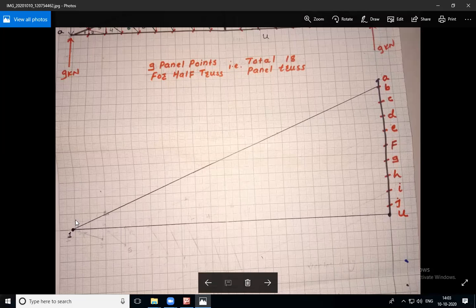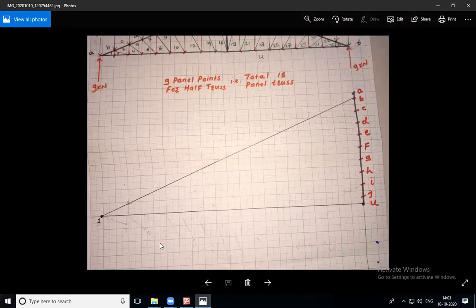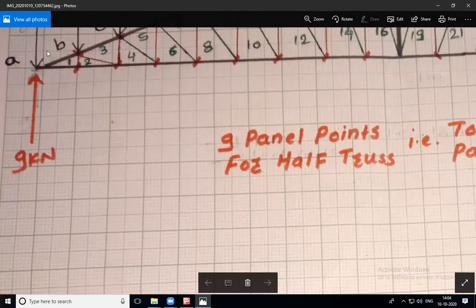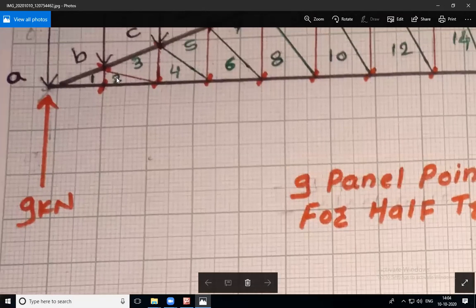Now after the location of 1 is obtained, we have to reach from 1 to 2, then 2 to 3, 3 to 4, like this. Now starting from this, we have to locate 2. If you concentrate on this figure, between 1 and 2 we have one vertical line, isn't it?